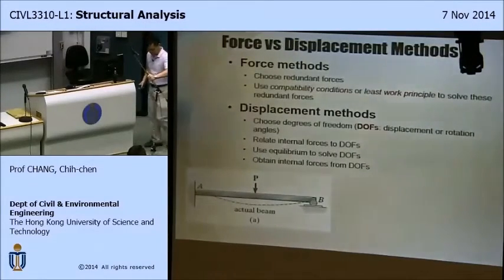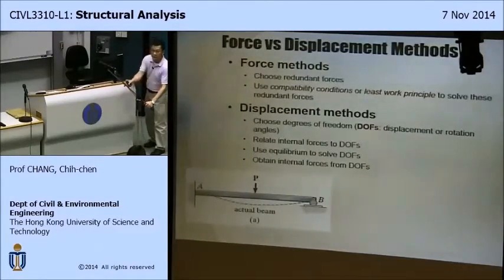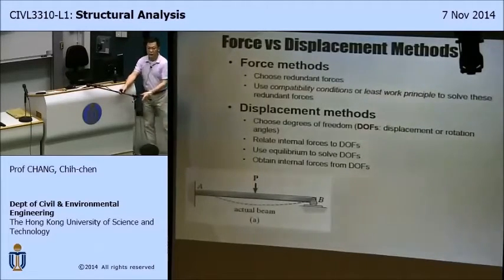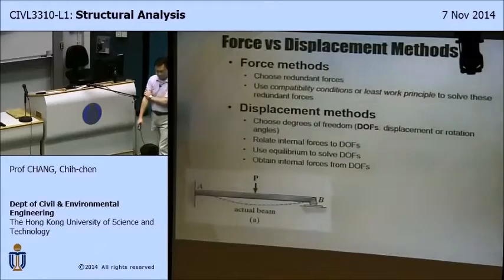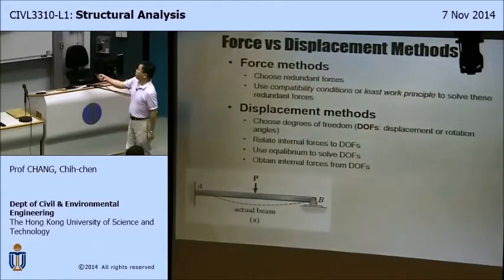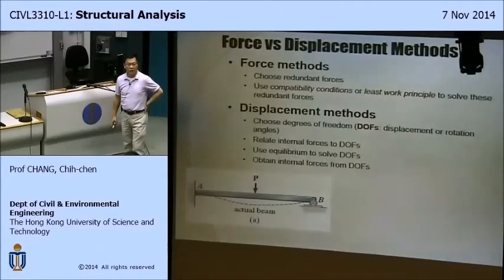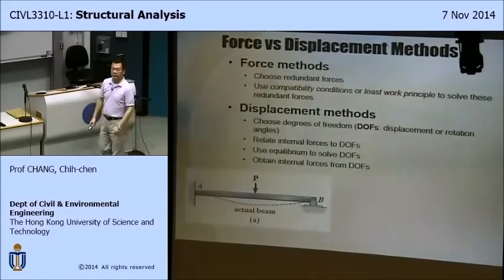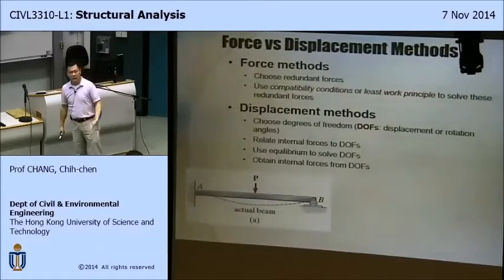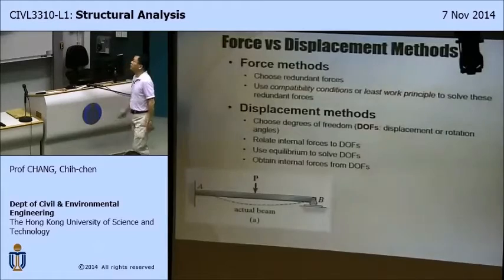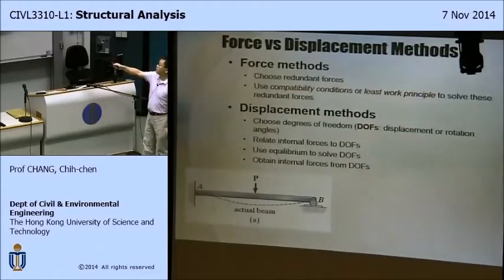So the indeterminate structure analysis is actually separated into two groups. The first group is called force methods that we cover in Chapter 10. Basically, we talk about two methods. One is called the compatibility approach. The other is the energy-based approach, including the least work principle, Castigliano's theorems, and virtual principles. So basically, two approaches for force methods.